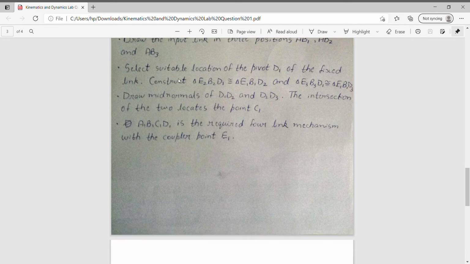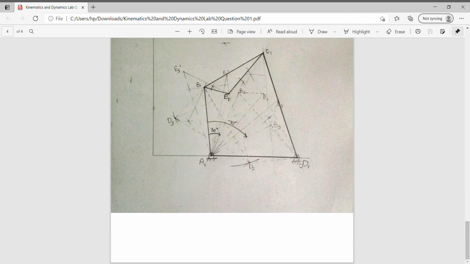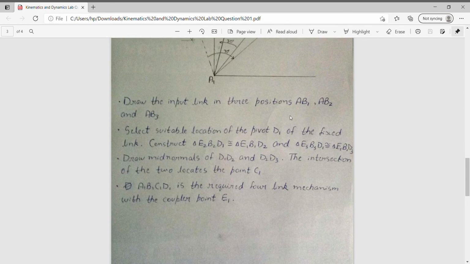Now after we have done this, select a suitable location of the pivot D1 of the fixed link. So one pivot of the fixed link was already chosen. We'll choose the other, D1, as per our convenience, to be this point here. We can choose it to be here, here, anywhere. It's our wish. So after we have chosen D1, let's look at what should be done.